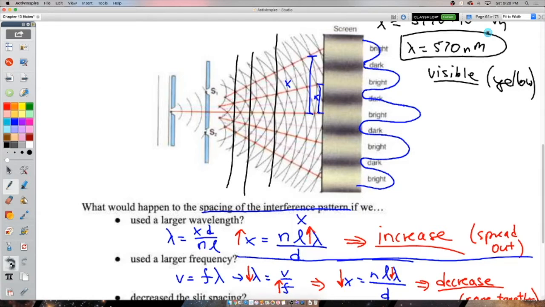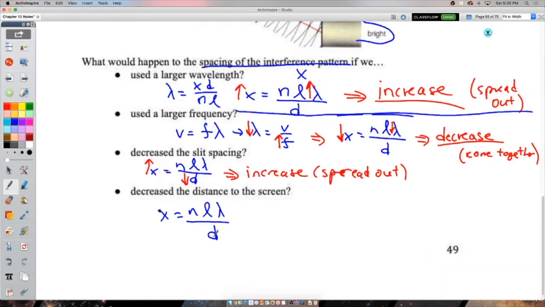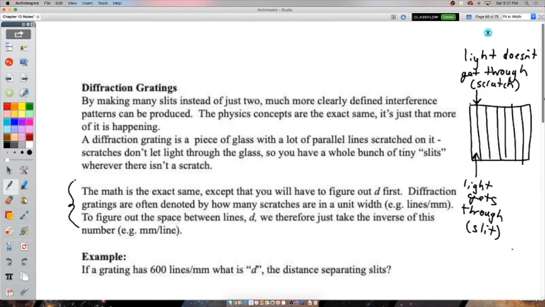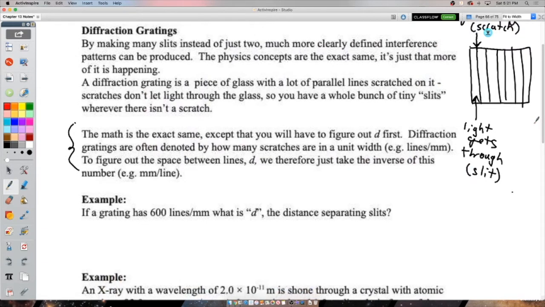Okay, so you can think about that intuitively, but let's use our equation to check it. So that variable is L. If I decrease L, okay, smaller numerator, smaller answer, smaller x, right? And so the spacing will decrease. They will come together, just like we intuitively saw too, right? When we just drew that up there on the diagram of the interference pattern. Okay, so once again, like I alluded to, the math and the physics is really no different for a diffraction grating except for one extra step. We have to figure out d first.